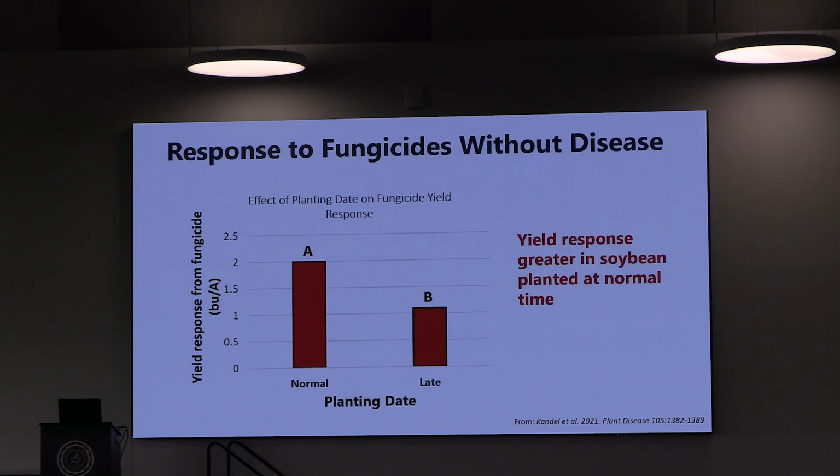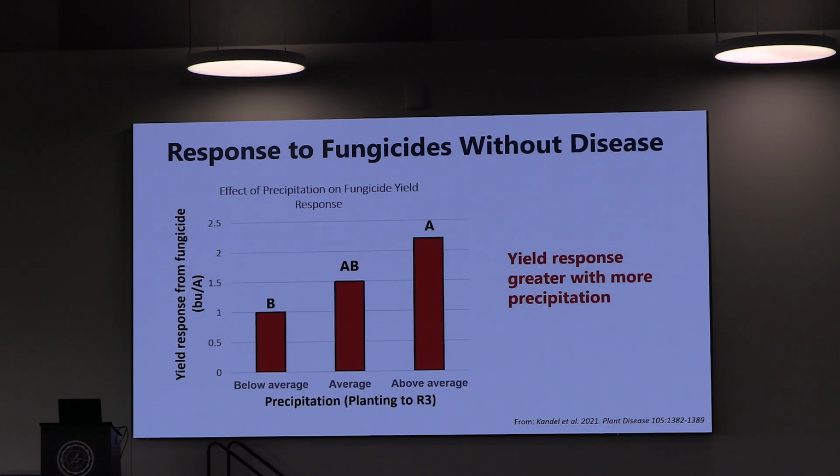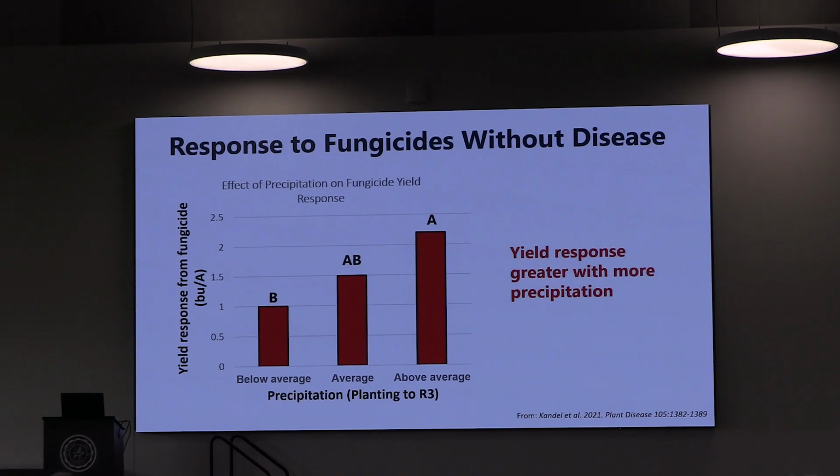They also looked at the effect of the planting date. The yield response was greater in soybeans that were planted at normal time. Normal time was until May 21st. After that, it was considered a late planting. And they also looked at the effect of the precipitation. Again, the yield response was greater with more precipitation from planting to R3.